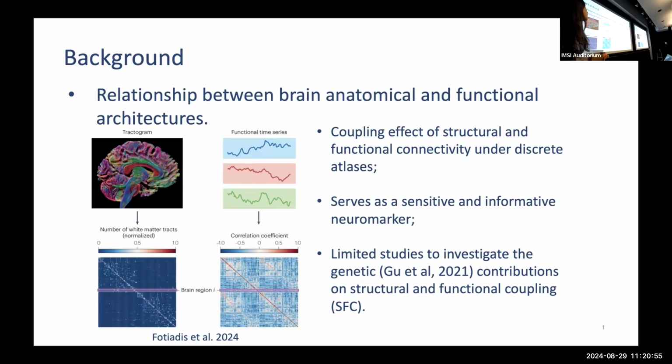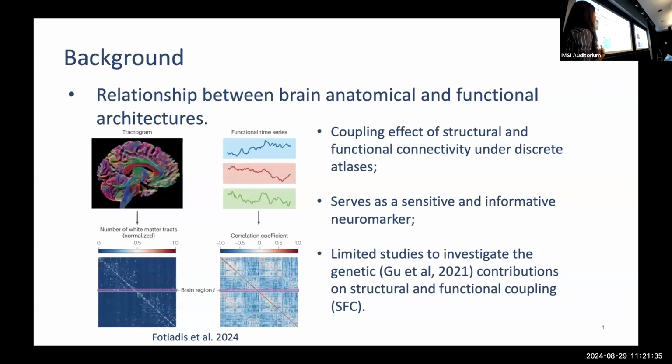Particularly, lots of consideration is on the connectivity part, like how to study the coupling effect of structural and functional connectivity under different populations and different age ranges, and people find that it actually changes across different regions. For instance, this is an example: using a discrete atlas, we can get structural connectivity and functional connectivity for each subject. Then at brain region i, we can extract the functional connection and structural connection, and study their relationship using Pearson or Spearman correlation.